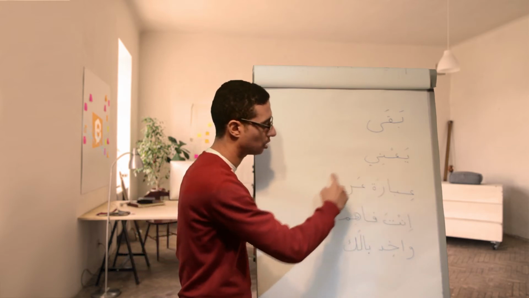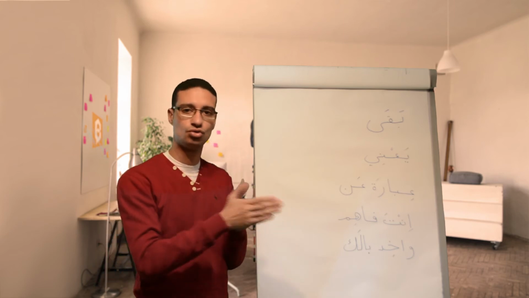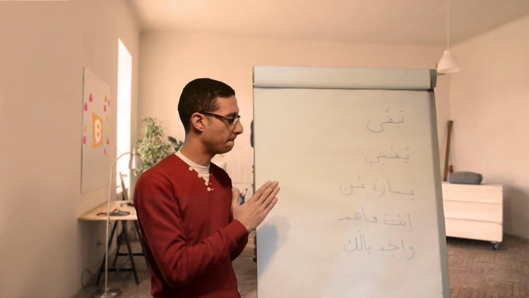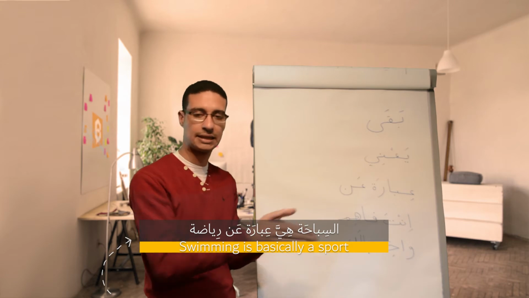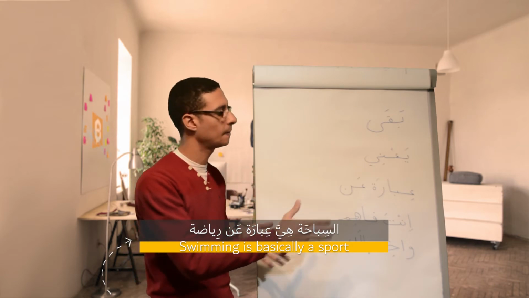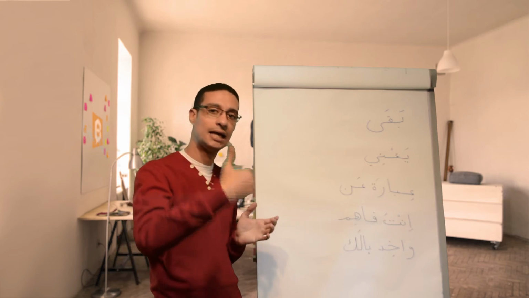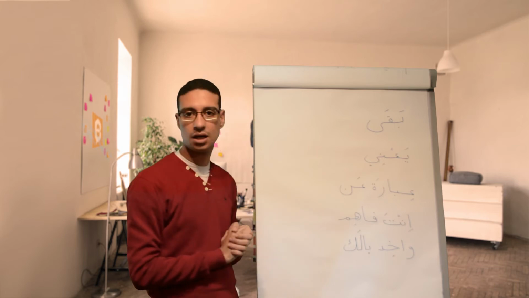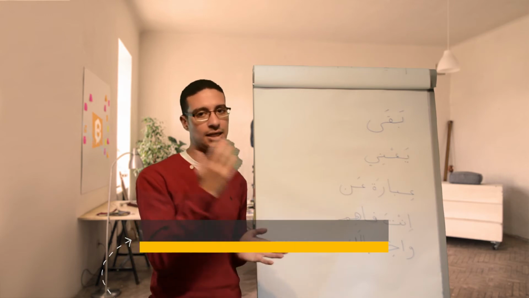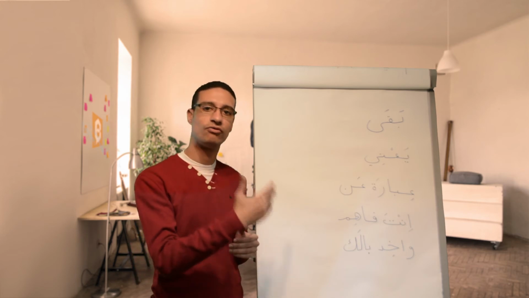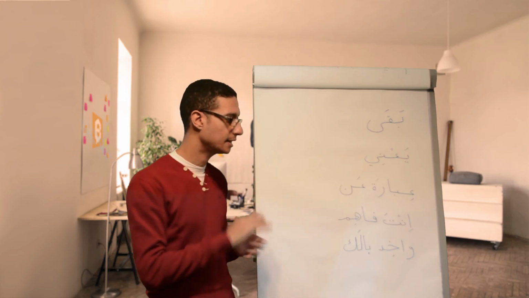The next one is عبارة عن, and this is used when you define something, when you introduce or present something. So for example, if you want to say السباحة, that swimming is basically a sport. السباحة هي عبارة عن رياضة. السباحة, swimming, هي عبارة عن, is basically رياضة. Another example is التفاح عبارة عن فاكهة, أو التفاح هو عبارة عن فاكهة. تفاح, apples, هو عبارة عن فاكهة, is basically a fruit.